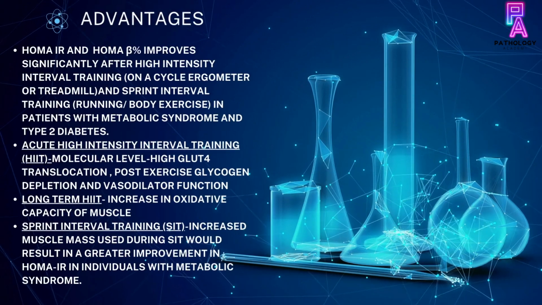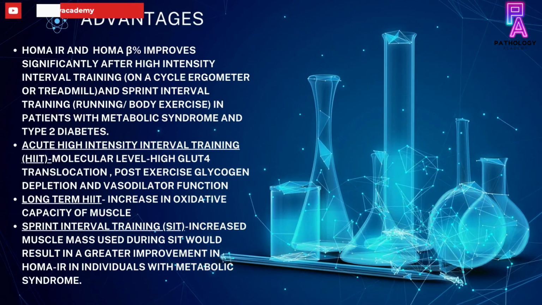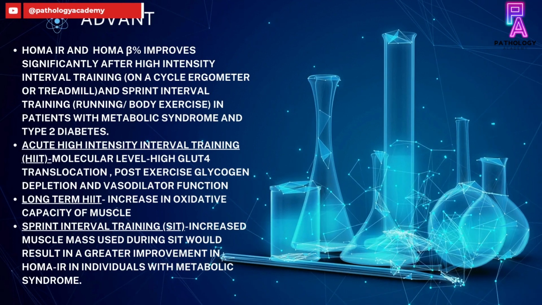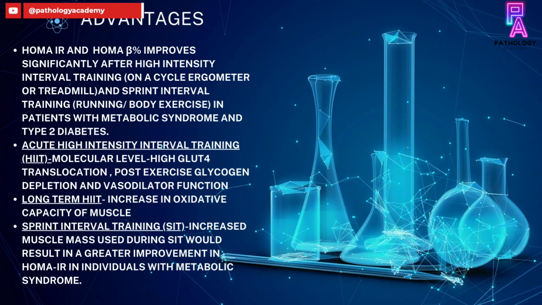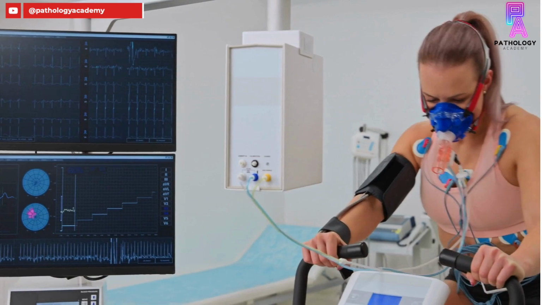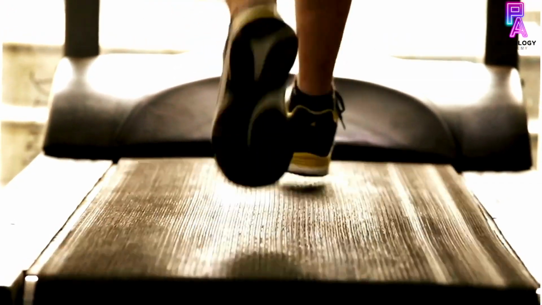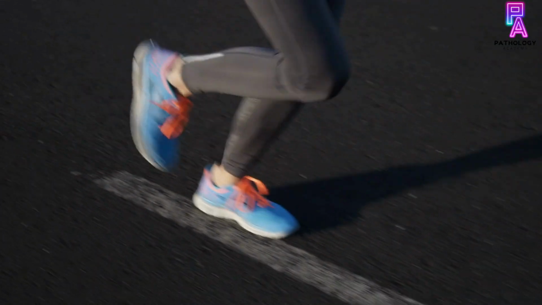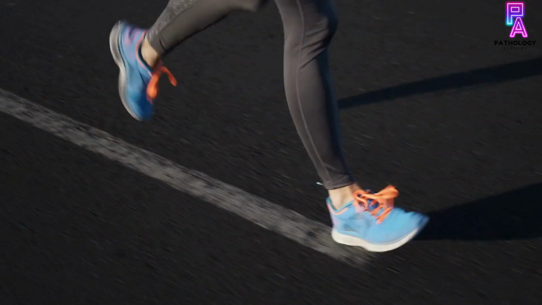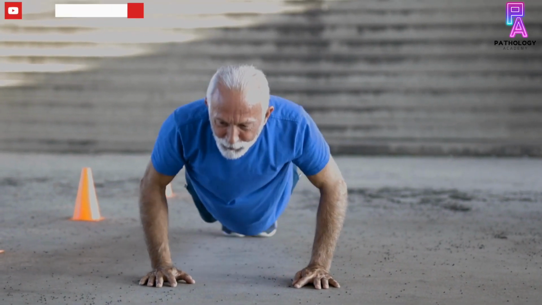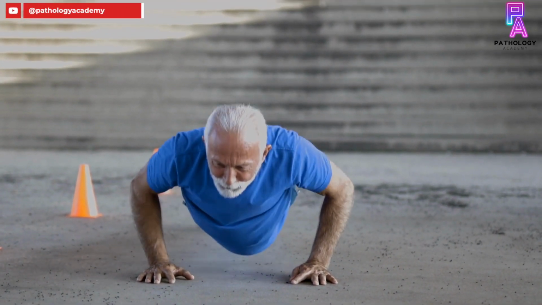The HOMA IR and HOMA beta percentage improve significantly after high intensity interval training on a cycle ergometer or treadmill, and sprint interval training by running or body exercise, in patients with metabolic syndrome and type 2 diabetes.